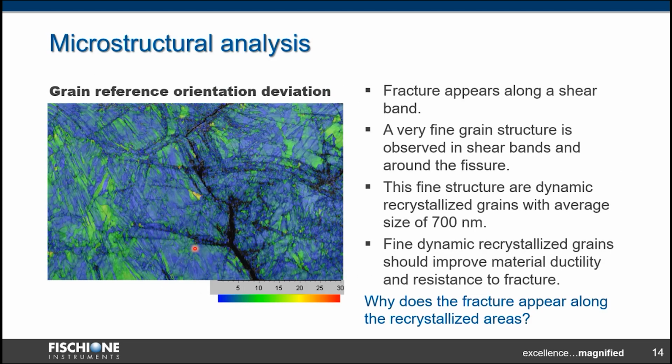On this slide, we can see the grain reference orientation deviation EBSD map showing the deformed area colored from green to red and the recrystallized area in blue. We can clearly see that the fracture appears along the shear bands. You can see it clearly here. A very fine recrystallized grain structure is observed in the shear bands and around the cracking.